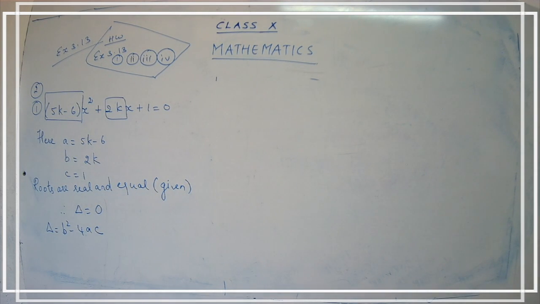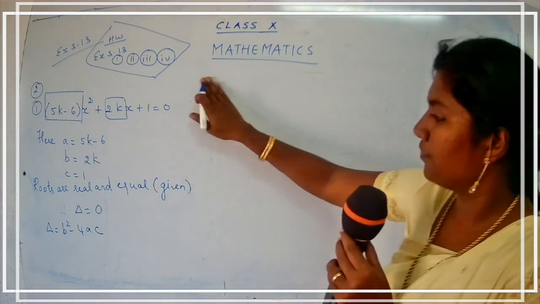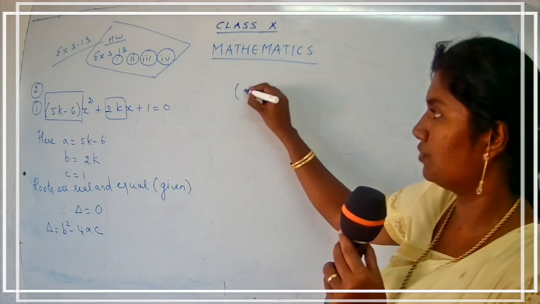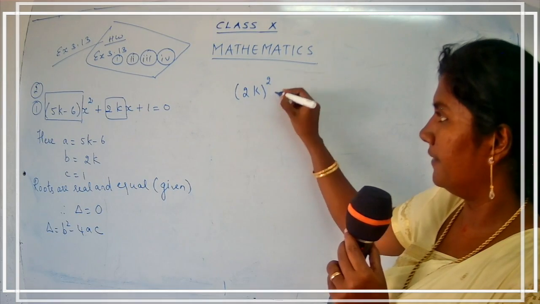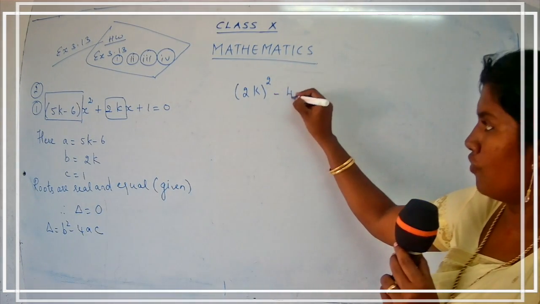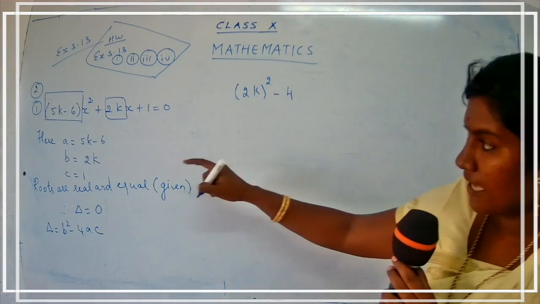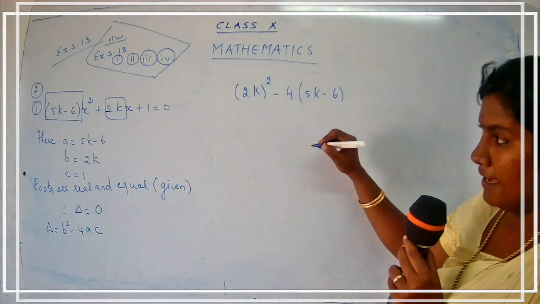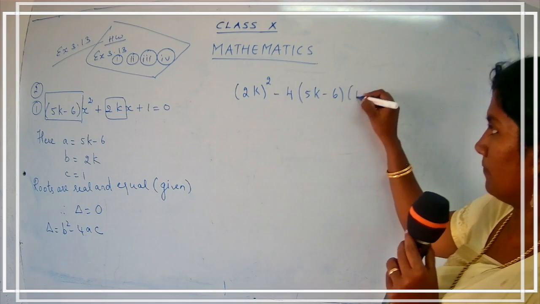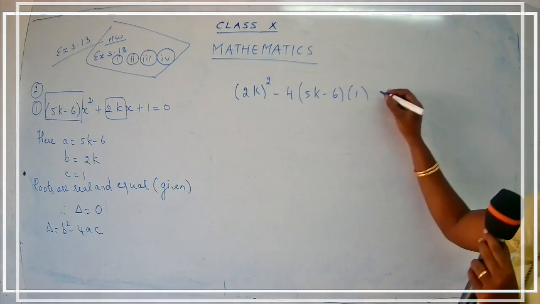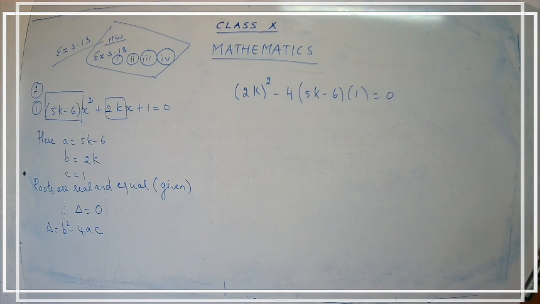Shall we substitute the value? Okay, let's do the work. So what do you have? B square minus 4ac. What is b here? 2k. So 2k the whole square minus 4. What is a? A is 5k minus 6. And what is c? It's 1. Okay. And we know that the delta is equal to 0. So I'll put here this is equal to 0.